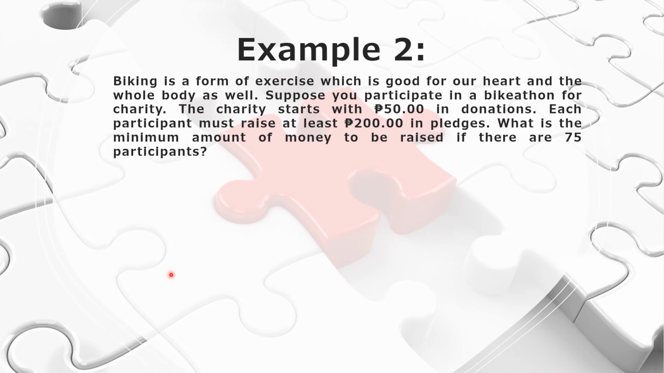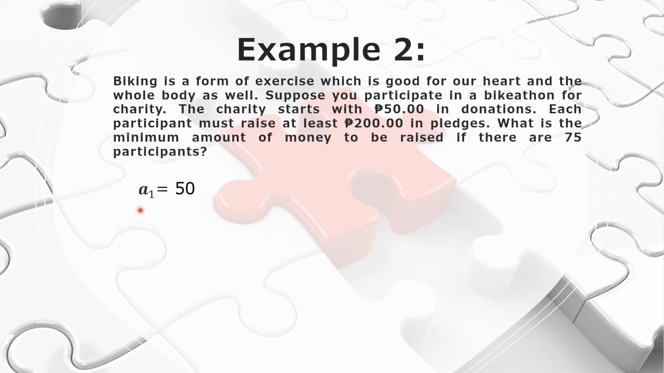Example number 2. Biking is a form of exercise which is good for our heart and whole body as well. Suppose you are participating in a bikeathon for charity. The charity starts with 50 pesos in donation. Each participant must raise at least 200 pesos in pledge. What is the minimum amount of money to be raised if there are 75 participants?